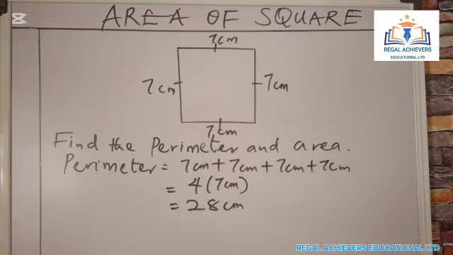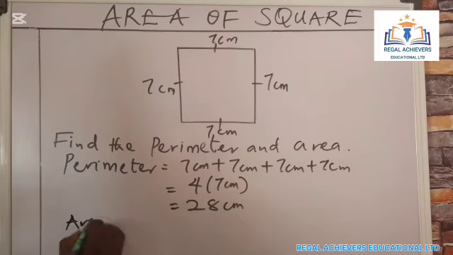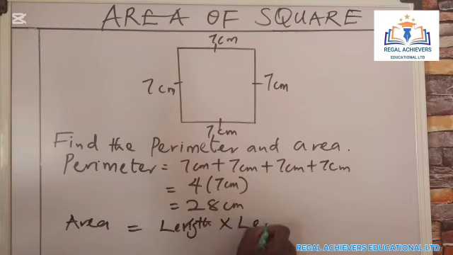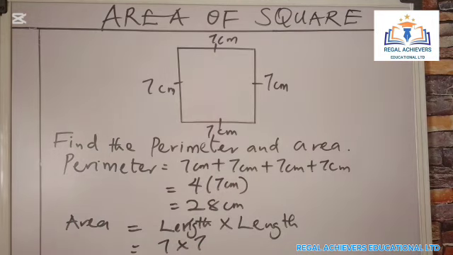So now, how do we go about the area of the shape? What is the formula to calculate the area of a square? That would be length times length, which is what? 7 times 7. 7 times 7 is what? 49 centimeters square. That will be the answer.